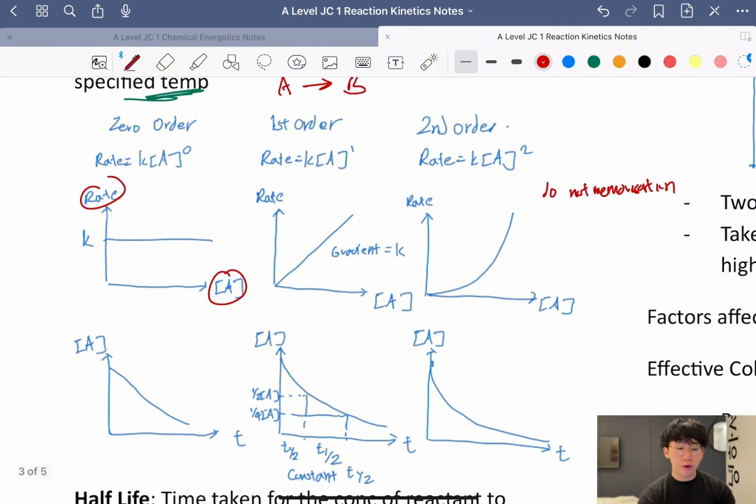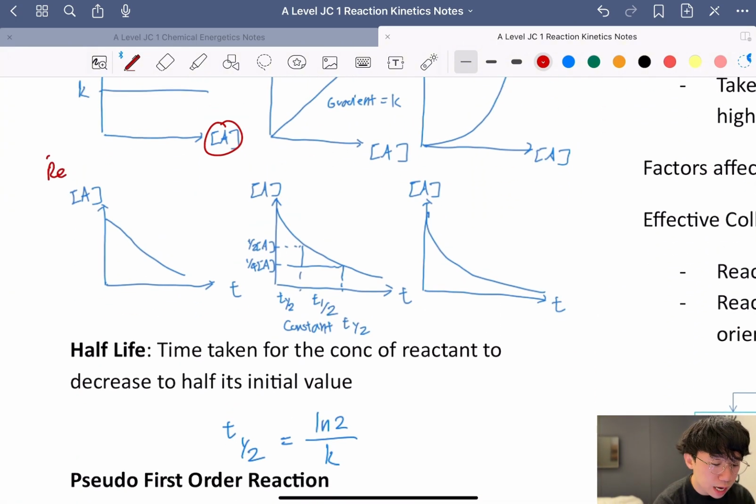So if I have a reactant versus time graph, if we look at the trend, it's just going to go down because as time passes, my reactant will proceed to decrease in concentration as the reaction proceeds. But then the gradient is constant. And from here, in this graph, the gradient is equal to the rate.